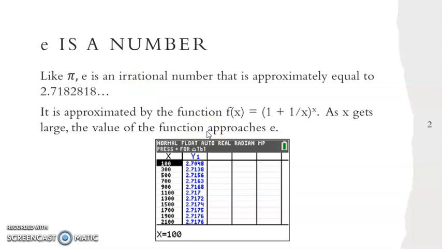So e is a number, and like pi, e is an irrational number that's approximately equal to 2.7182818. I know it looks like there is a pattern there, but it is not. It is irrational. It is approximated by this function here, f of x equals 1 plus 1 over x to the x. As x gets large, the value of the function will approach e.